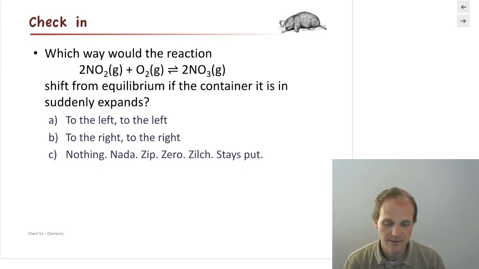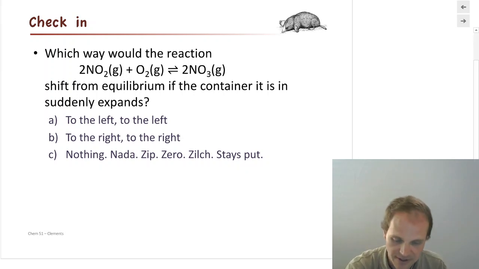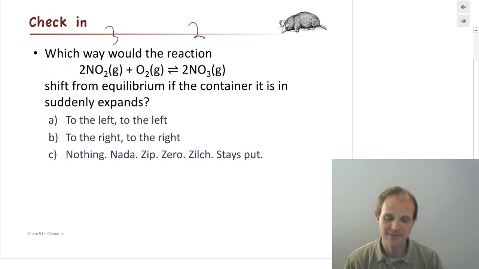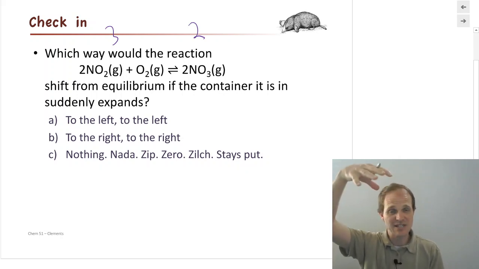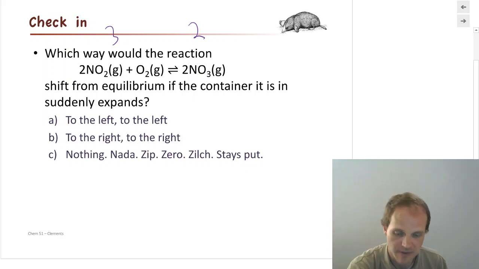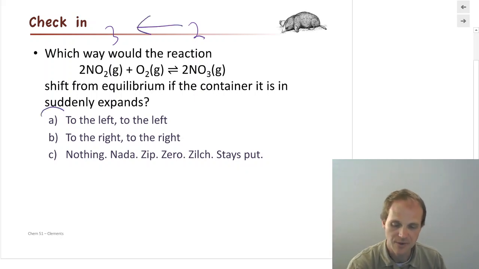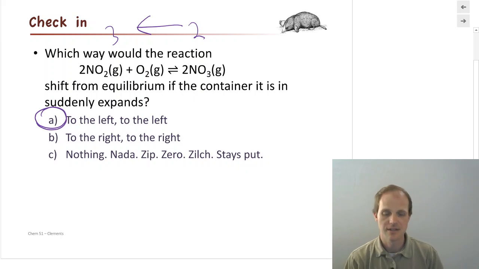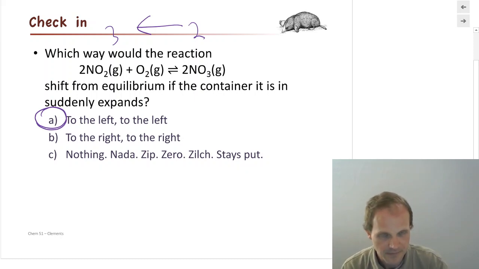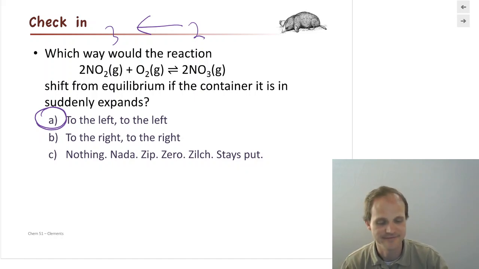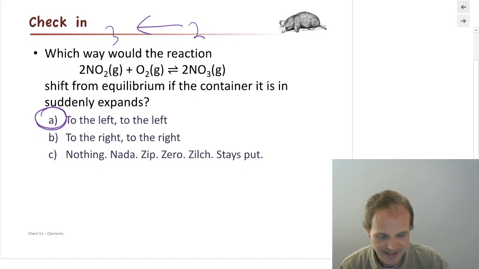Well, what do you do? You add up moles of gas. 3 moles of gas, 2 moles of gas. If I expand it, I decreased concentrations, which means the reaction is going to respond by trying to increase concentrations by making more stuff. And we go to the left, to the left. All right, not right. Silly English language. We go to the left.